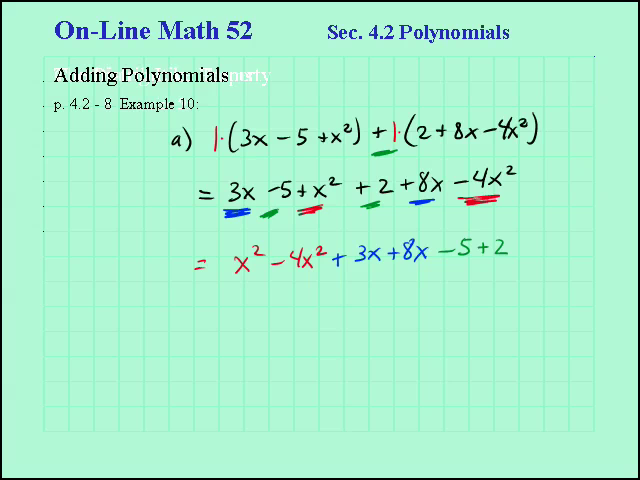And finally, when we combine them all together, keep in mind that this is a 1x squared. 1 minus 4 is negative 3x squared. 3 plus 8 is 11, so that's a positive 11x. Negative 5 plus 2 is a negative 3. And that's how we add polynomials. Simply put a 1 in front of each parenthesis and distribute. Couldn't be simpler. Combining like terms and putting them in the right order could be a little bit of a challenge, but it's not much.